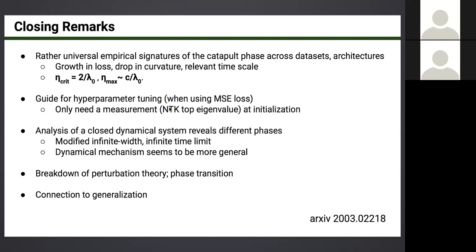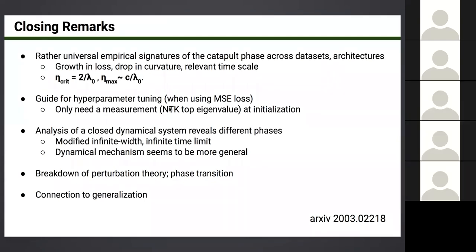But this simple model really highlighted the need for a double limit, and is also inspirational towards saying more detailed things about the evolution of the kernel in this catapult phase for more general settings. I think that would be interesting. So I'll end there.